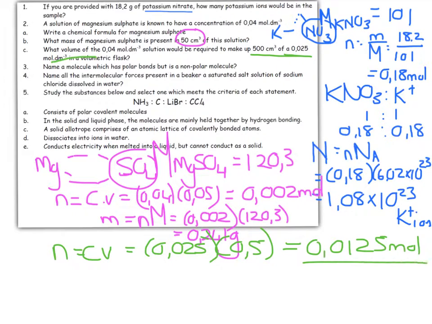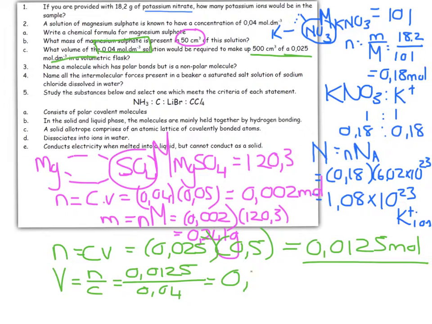So that's how many moles are in the solution that I am going to make. But where did I get them from? I got them from this solution. So I'm going to look for the volume. Volume is going to be equal to number of moles divided by concentration, and the number of moles is going to be 0,0125 because that's all the moles I need, and there's a concentration of 0,04 divided through, and I find I need 0,312 decimeters cubed, which is the same, by the way, as 312 centimeters cubed.